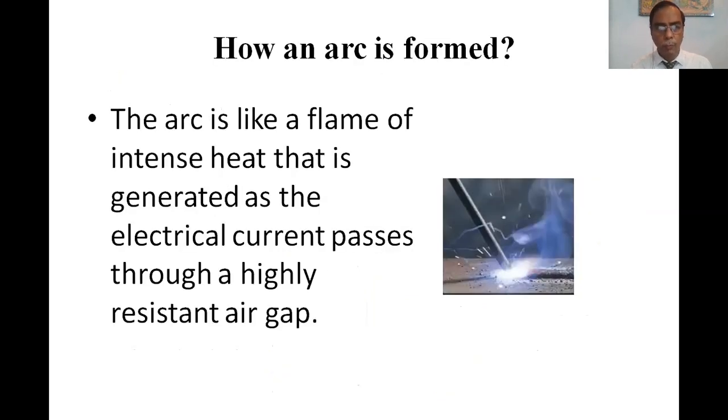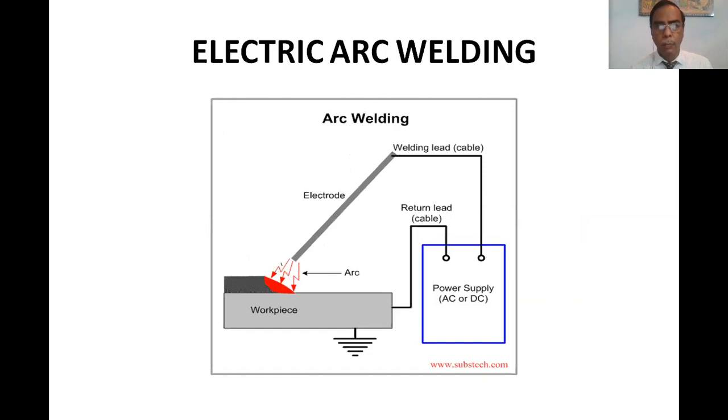How is an arc formed? The arc is like a flame of intense heat that is generated as the electric current passes through a high resistance air gap. Electric arc welding: this is the power supply, AC and DC. There is the welding lead, the electrode, and the return cable, and this earthing is there, the workpiece, and the arc is formed.